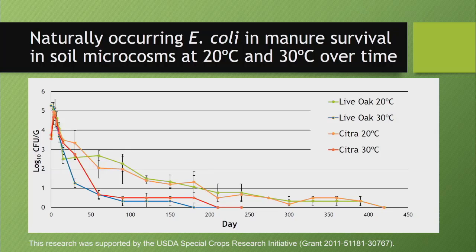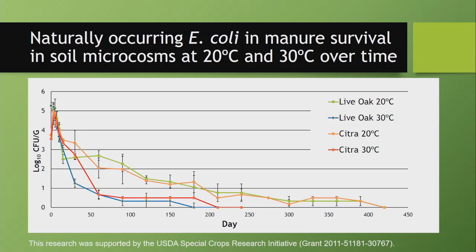So the first thing they did is they were examining naturally occurring E. coli in manure by putting it in soil microcosms and storing it inside in controlled environments. They were using soil from 2 different locations, and as you can see, they were storing it at 2 different temperatures. They had 30 degrees Celsius, that is our blue and red lines, and then 20 degrees are our green and orange lines. And as you can see here, there really wasn't much of a difference from where the soil was from. The bigger factor here was our temperature.